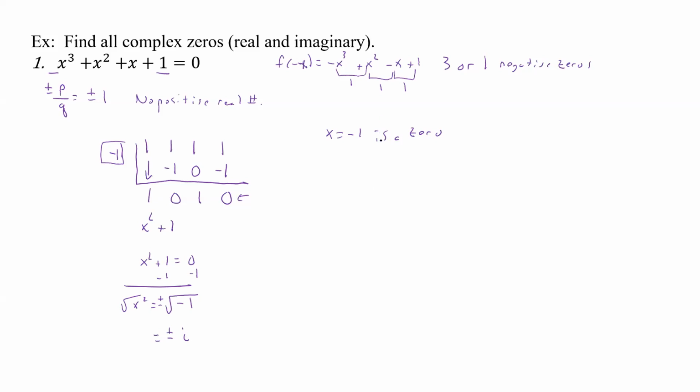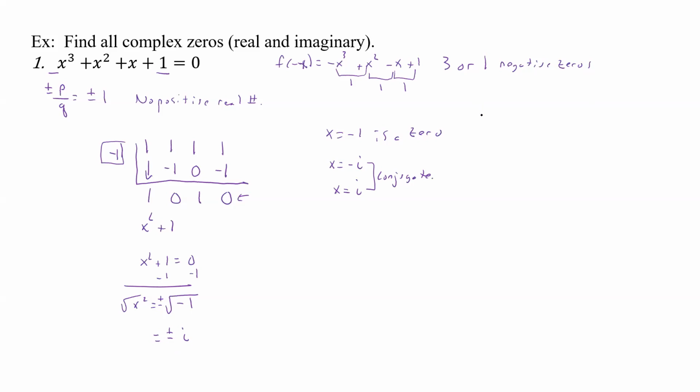So we have x is equal to 1 is a 0, x is equal to a negative i, and x is equal to a positive i. Notice the conjugates. And that's what we would expect. If you have one imaginary number, you should have the conjugate of it. And when you take plus or minus the square root, then you get both plus and minus the i.